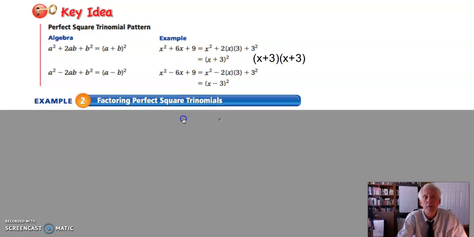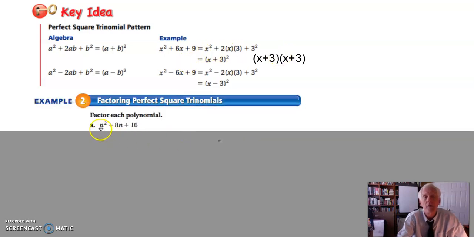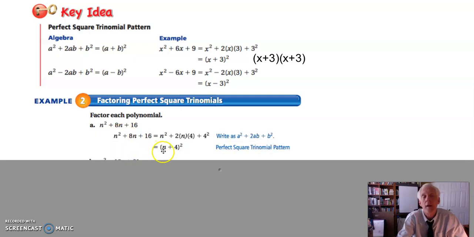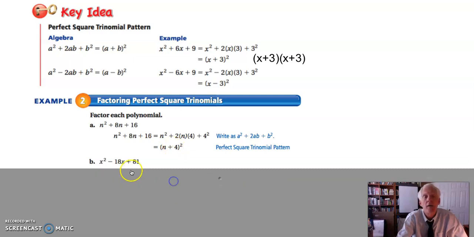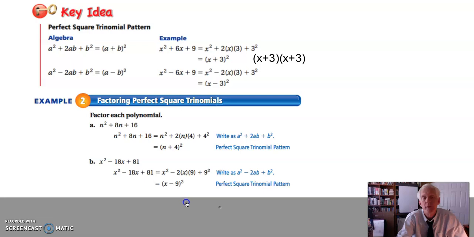These examples look like this. So take a look here. Perfect square, yes, n squared. Perfect square, 16, yes. Do the square roots of those times 2 equal 8n? Yes. So the factored form would be n plus 4, the square roots, squared. Here's another one. Try this one. 81, x squared. Pause it. Yes, x minus 9 squared.